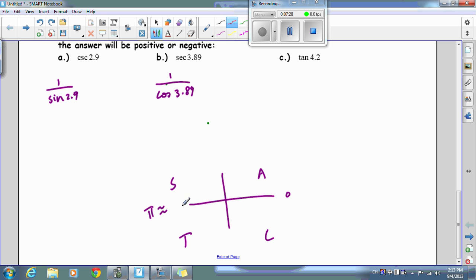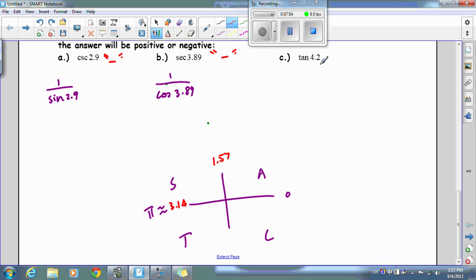Pi is approximately 3.14. So if this is 3.14, that's about 1.57, right? So 2.9 is located in the second quadrant. Being in the second quadrant, the cosine should be negative. Speaking of 3.89, 3.89 seems to be in the third quadrant. Secant is related to the cosine. Therefore, the cosine is also negative here.